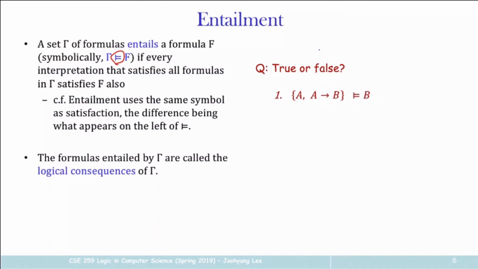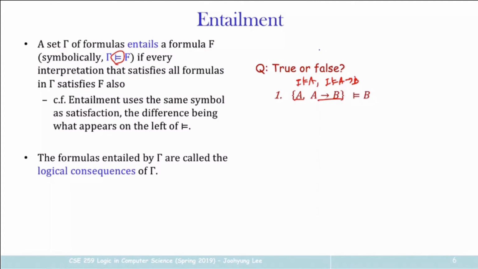What are the interpretations that make all formulas on the left-hand side true? A must be true, right? What about B? Yes. If A must be true, and this interpretation I also satisfies A implies B, then since A is true and A implies B is true, B must be true too. So in that case, the consequence B here is also true.